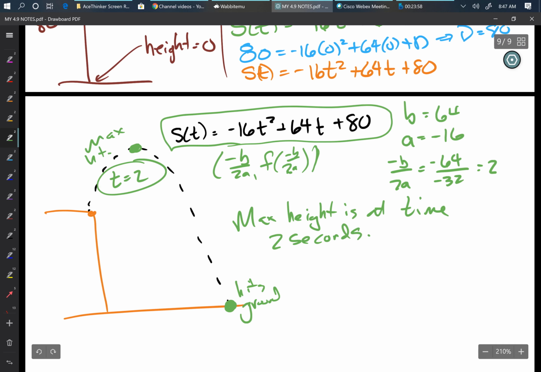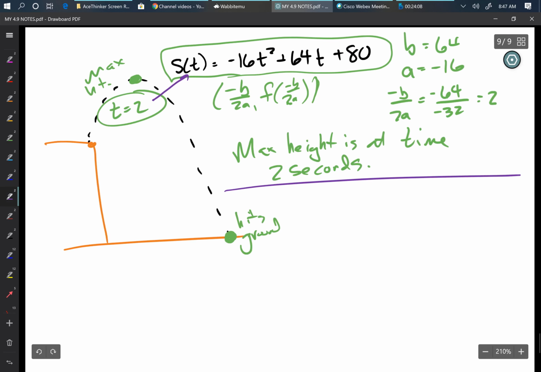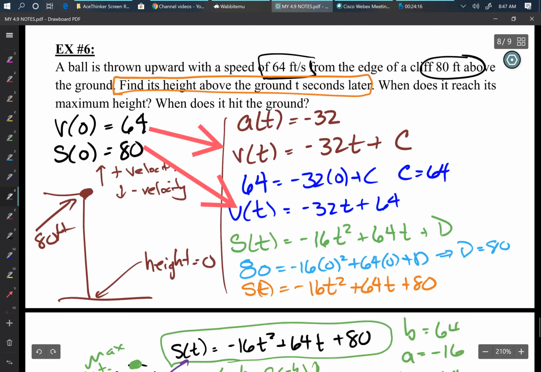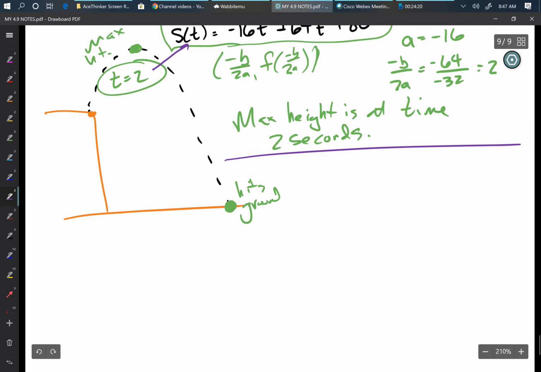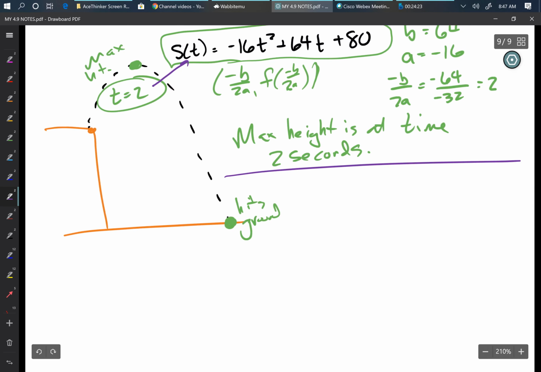But if I needed to, I could just take this 2, put it into the equation, and get the max height. Now, the trickier one is going to be, when does it hit the ground? How do I find out when it hits the ground? Again, I'm solving for t, because I don't know the time when it hits the ground. Well, what's the height when it hits the ground? The height would be 0. So hitting the ground means that s of t equals 0, and solve.